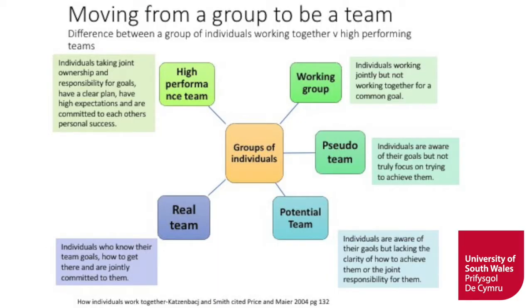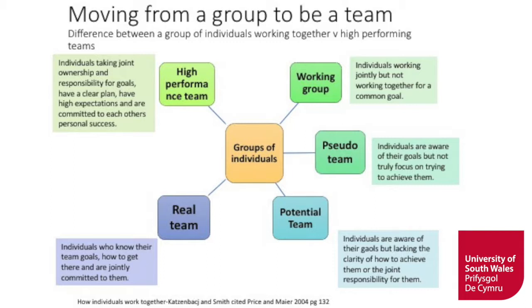So there's been lots of research around teamwork and group work. What we're looking at is groups at the start point, working as a group to ultimately become a high performance team. What we see in elite sport are those high performance teams. I'm going to talk through the key elements of how we end up from starting as a group to becoming a high performing team. So people working as a group: individuals work jointly, but not together for a common goal. A pseudo team: individuals are aware of their goals, but not truly focused on trying to achieve them. A potential team: individuals are aware of the goals, but lacking clarity of how they're going to achieve them, or maybe not taking on joint responsibility for them.